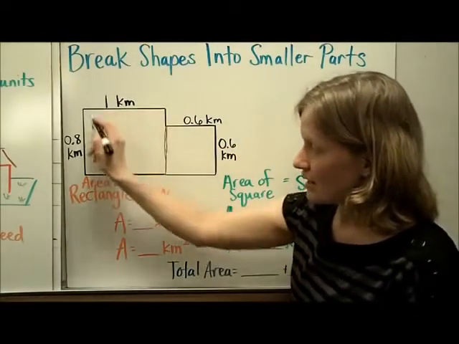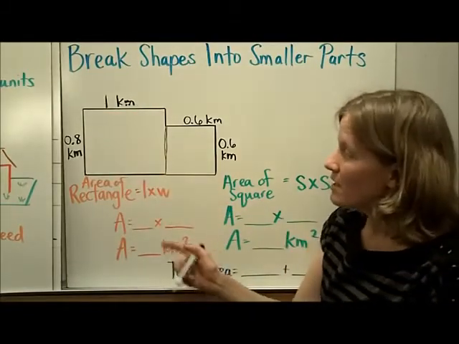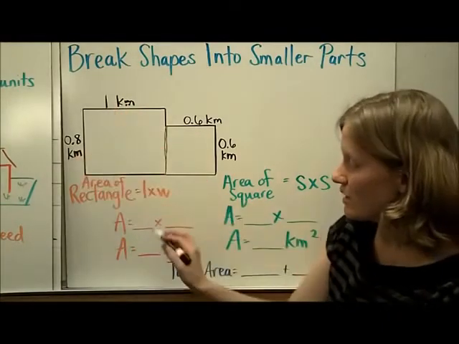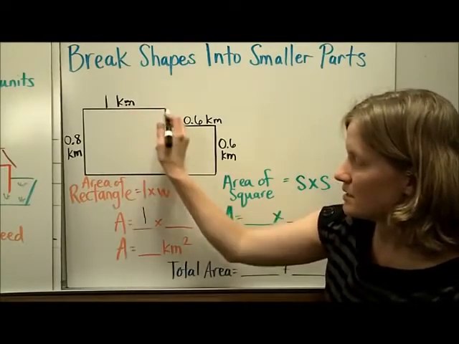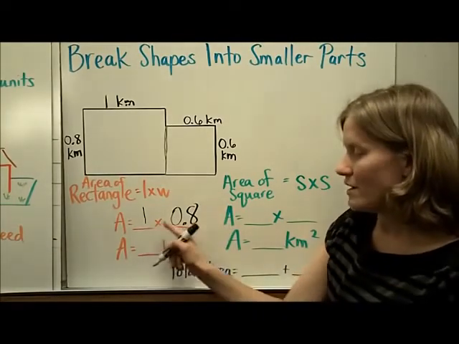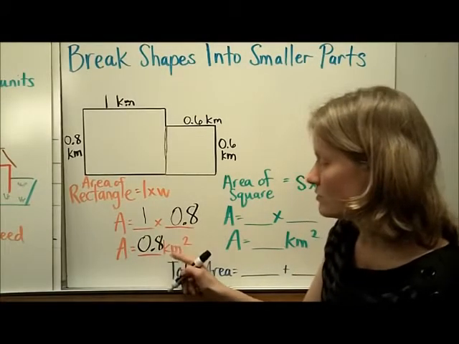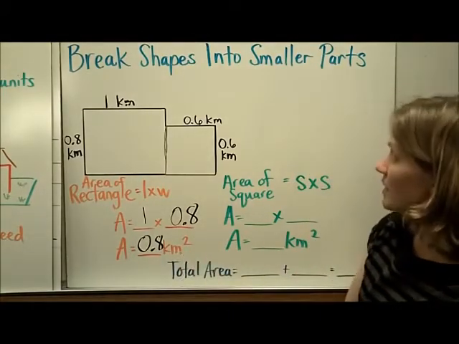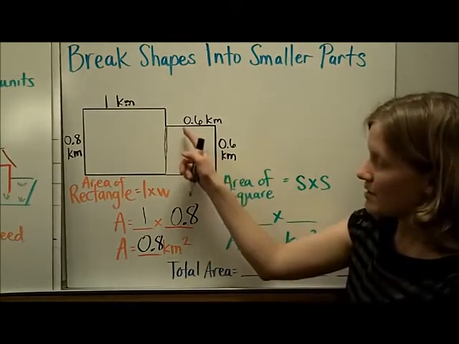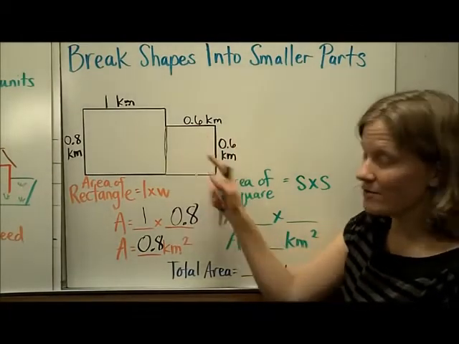So this shape is a rectangle. It might look close to a square, but it's not a square because the sides are not exactly equal. So in order to find the area of this rectangle, I just need to multiply the length times the width. 1 kilometer is the length, and 8/10 of a kilometer is the width. And then 1 times 8/10 is just going to be 8/10 of a kilometer squared. Then we can also add that to the area of this square, and because the square has all sides equal, the formula is side times side in order to find the area.